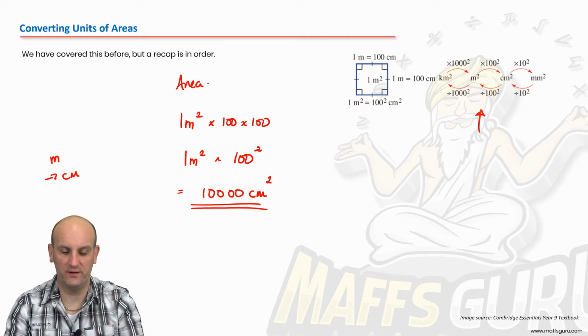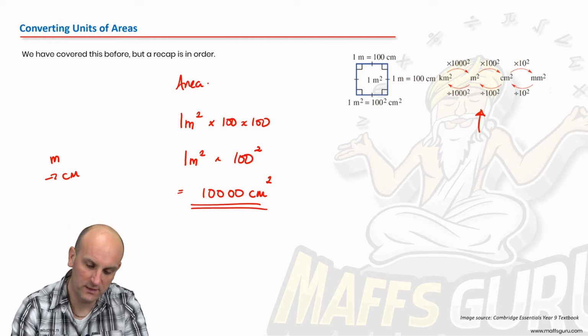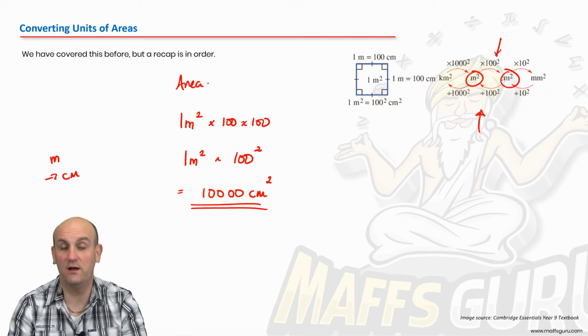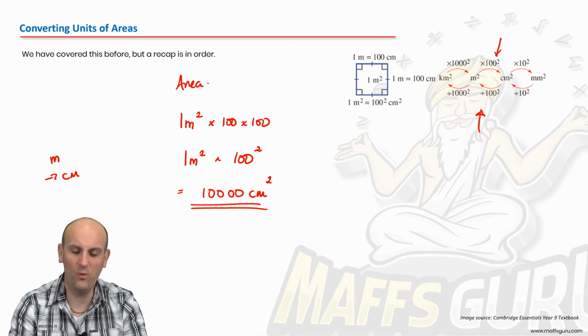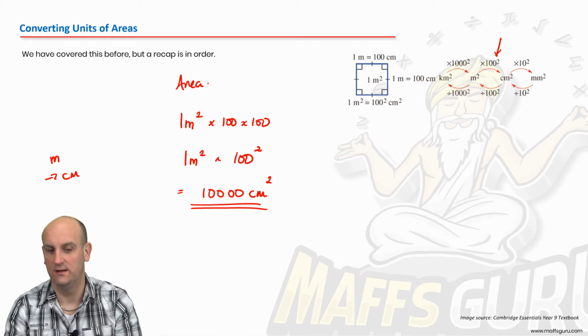Well, I happen to work it out from first principles here. So let's just check. What were we doing? We were going from meter squared to centimeter squared, and lo and behold, it says times by 100 squared. Wow! Love this stuff. Let's just do one more from centimeter squared to meter squared.